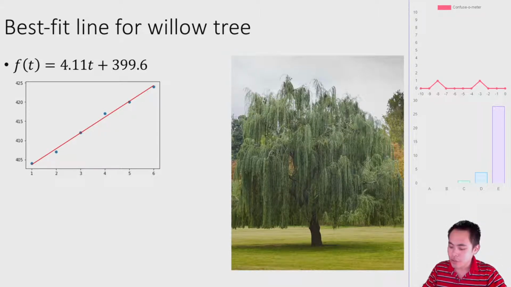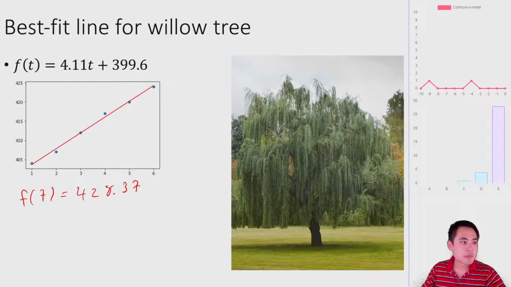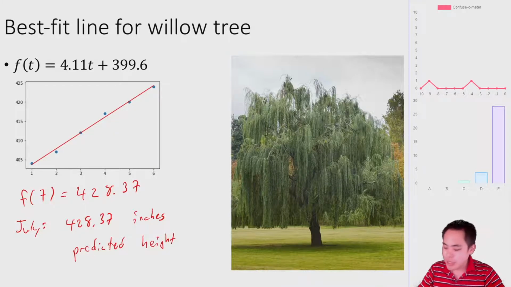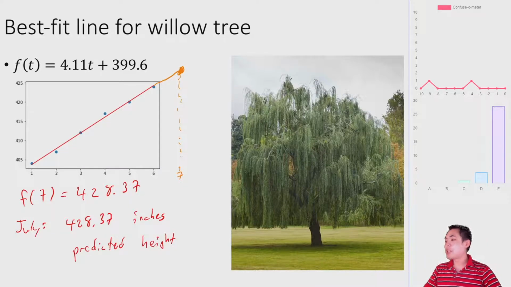And of course, with this data, you can guess that f of 7, so July, is equal to 428.37 inches of predicted height. Intuitively, what we're doing is taking this line and extending it out to the point 7, and that is our prediction. So that's basically what we're doing with this model: we're trying to find the best fit line, and then we're using that to predict the next data point.